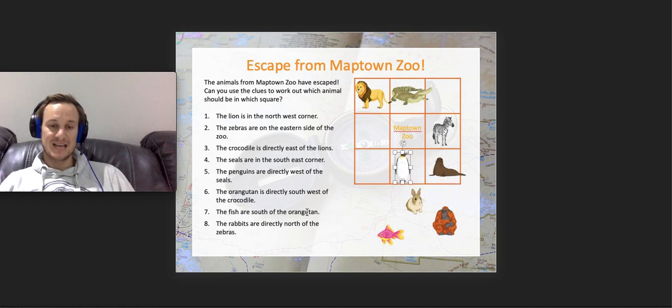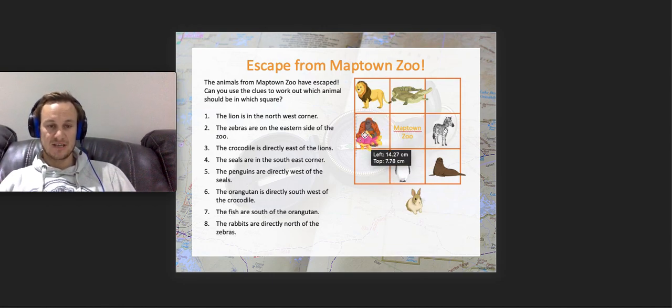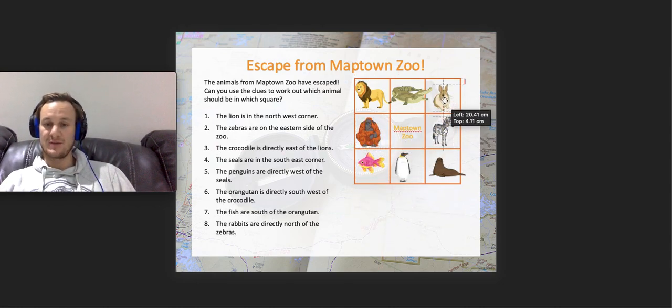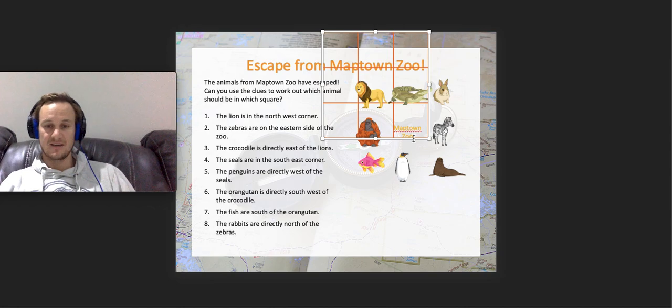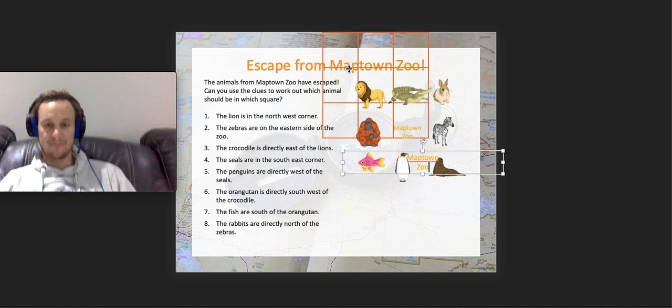The orangutan is southwest of the crocodile. So south is down, west is across, so southwest must be that direction. The fish are south of the orangutan, so south is down, so we'll go there, and the rabbit is north of the zebra, so we go to the zebra and we go up. So you can see clearly here, we've got northwest here, northeast here, southeast here, and southwest down the bottom. Sorry, I got a bit all over the place here.